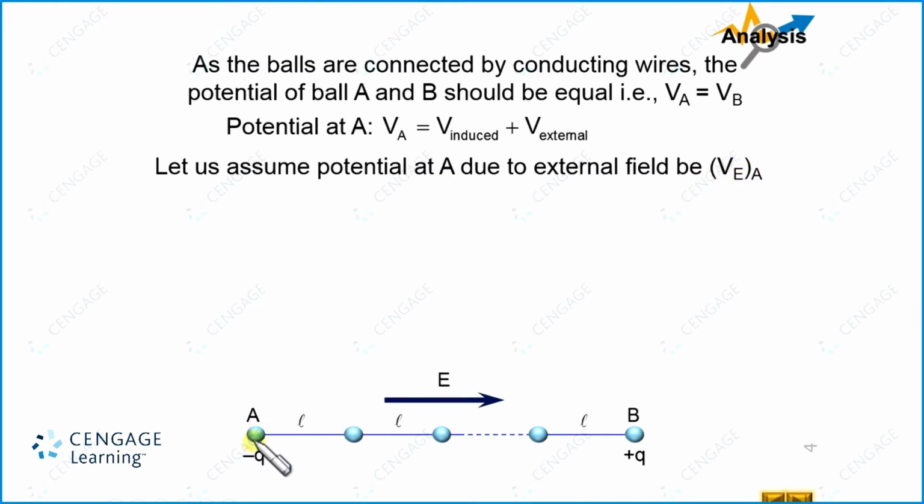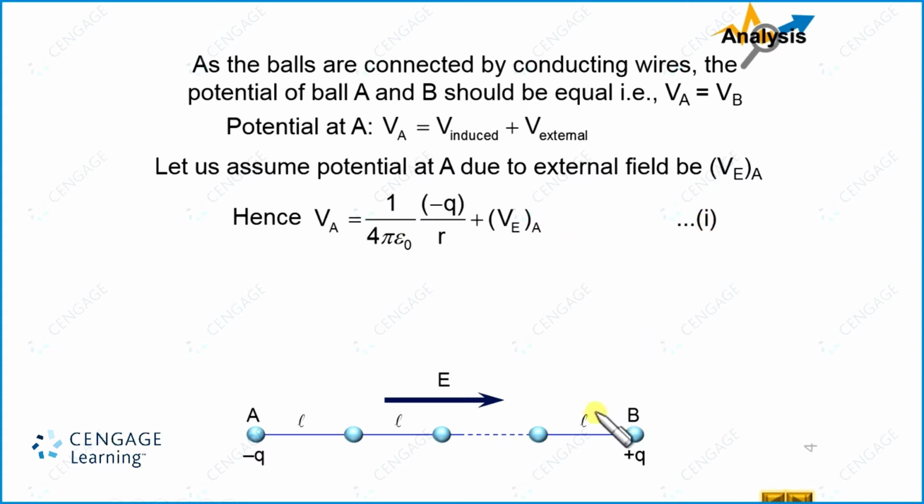Now this is a spherical ball, the charge will be on the surface and it is negative. That means the potential due to the induced charge at the surface of the ball should be equal to 1/4 pi epsilon naught times minus q divided by r. The external potential is unknown and we have assumed VEA. So the net potential at A should be equal to the summation of these two quantities. Let this be equation number 1.